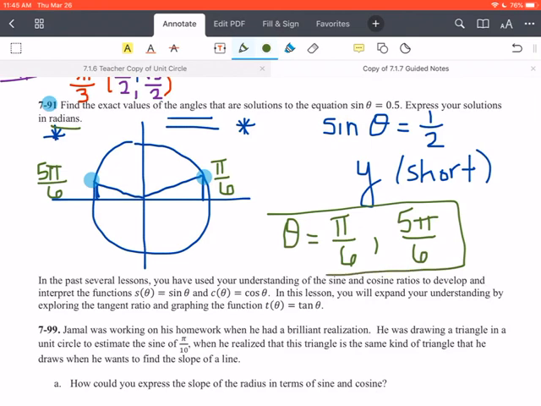Now, if you type this into your calculator, why don't you go ahead right now, be in radian mode, and do sine of pi over 6. And what do you get? You get 0.5. And then go ahead and do sine of 5 pi over 6. You're going to get 0.5.